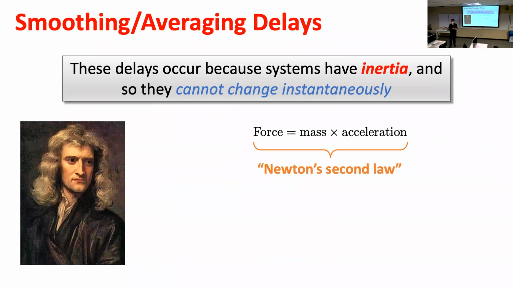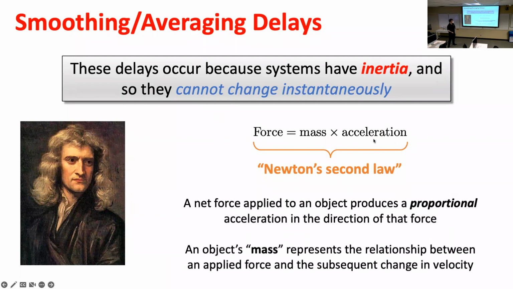When we talk about smoothing delays, I want you to get used to thinking about this term inertia, because this is a very powerful term that helps us describe the sluggishness of a wide variety of systems. When we think about inertia, we often think about Newton and Newton's second law, that force equals mass times acceleration. If we break down Newton's second law, it's just saying that a net force applied to an object produces a proportional acceleration in the direction of that force.